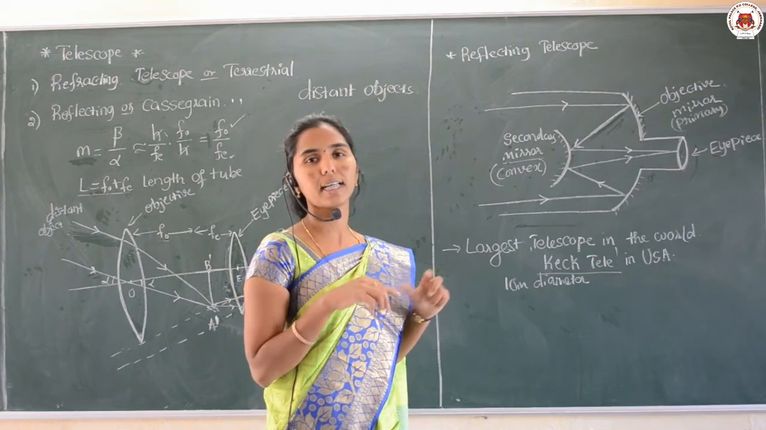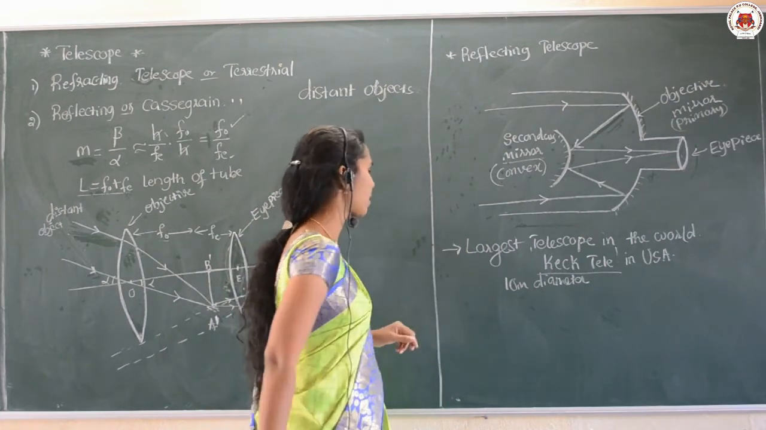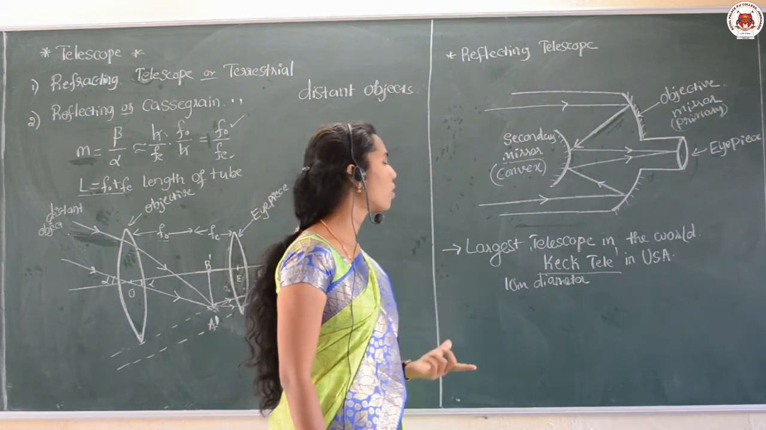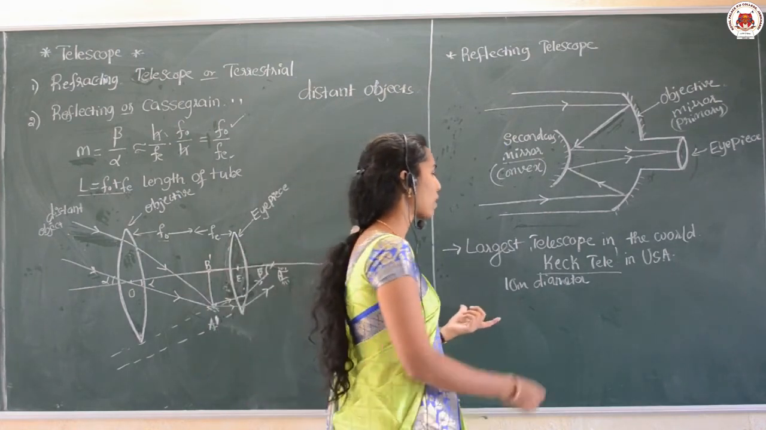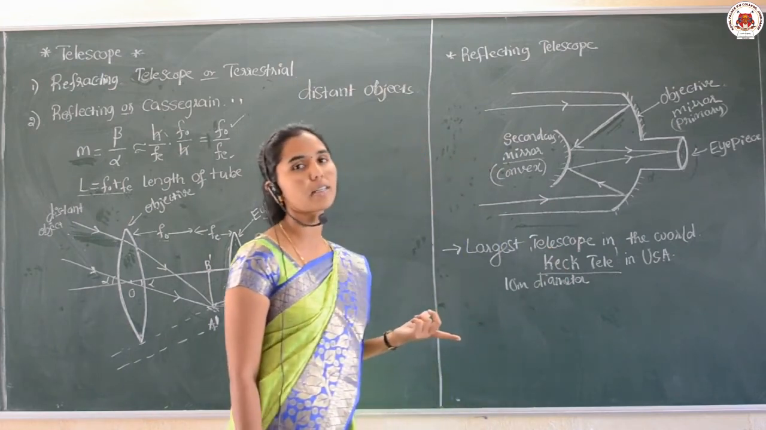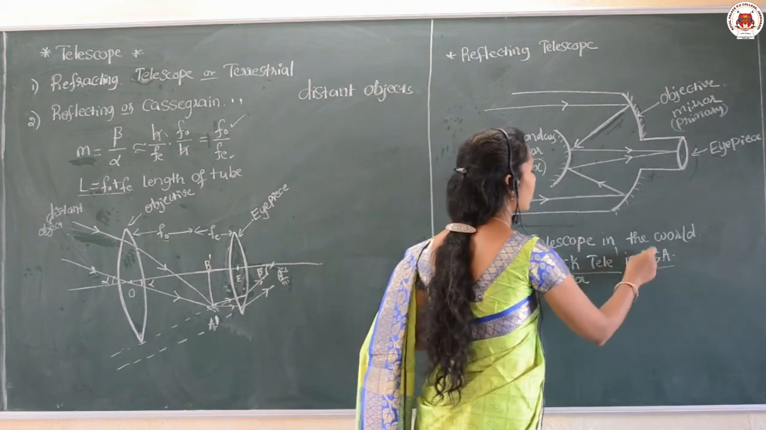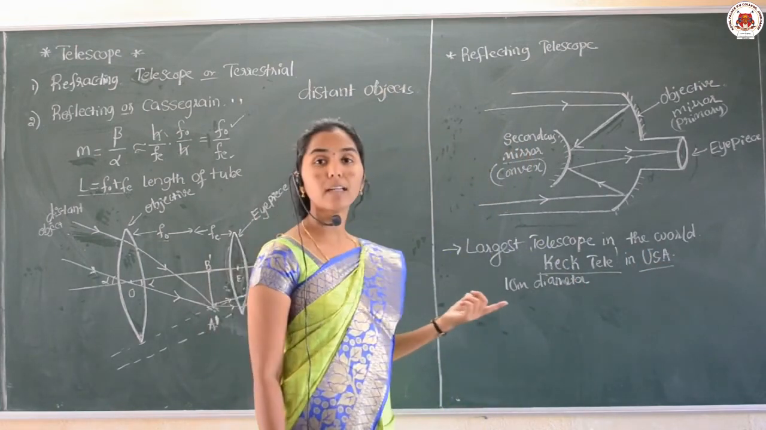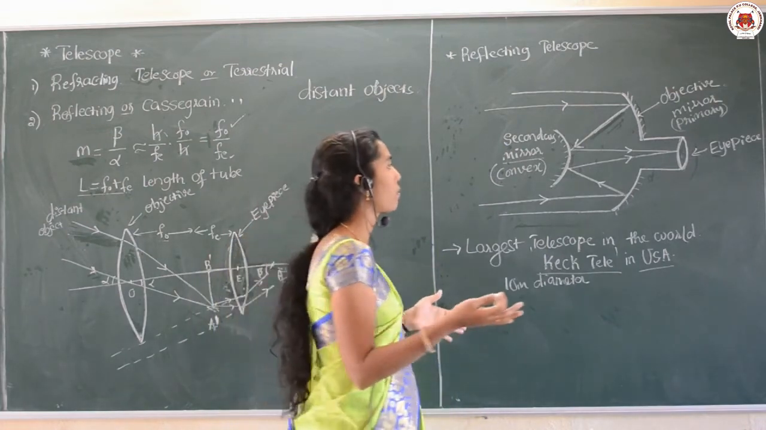Then one point you should keep in your mind is that there is a largest telescope in the world. What is the name of that? Keck telescope is the largest telescope in the world, which is situated in the USA, and it has a reflector of a certain diameter. What is the diameter of that reflector?